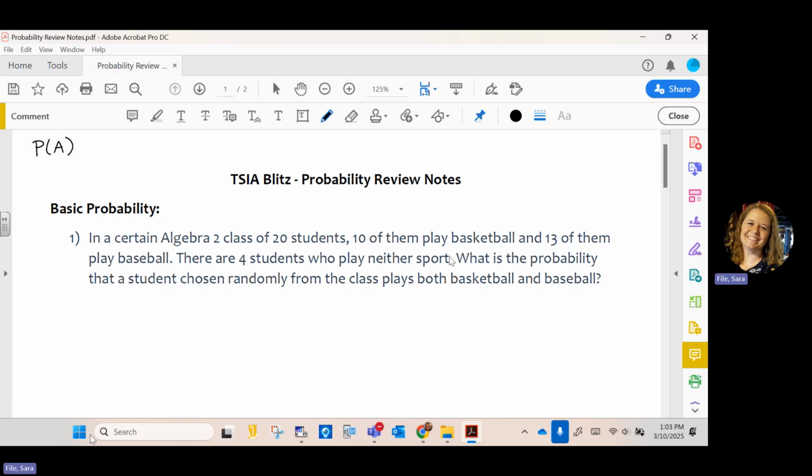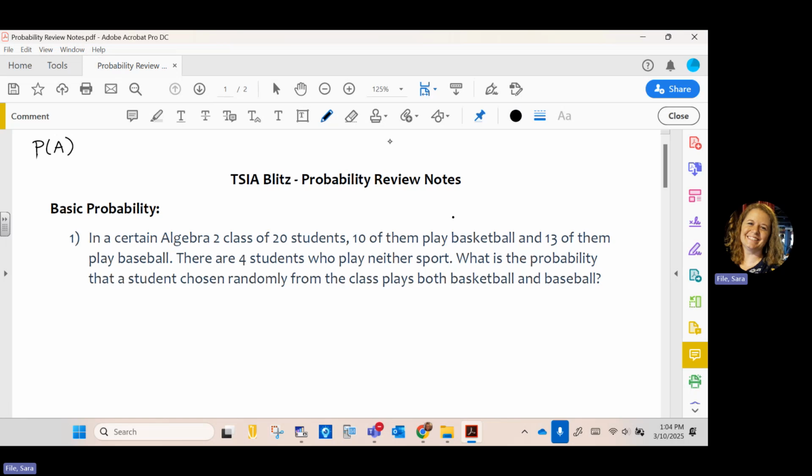Ten of them play basketball, 13 of them play baseball. There are 4 who play neither. What is the probability that a student chosen at random plays both baseball and basketball? So here, there is a formula we could use for this. I'm going to put it up at the top here and walk you through this.